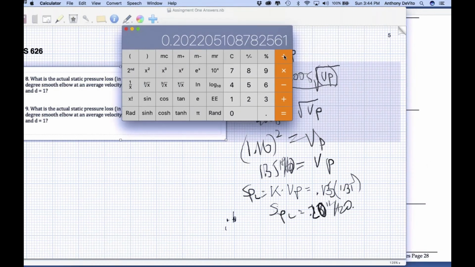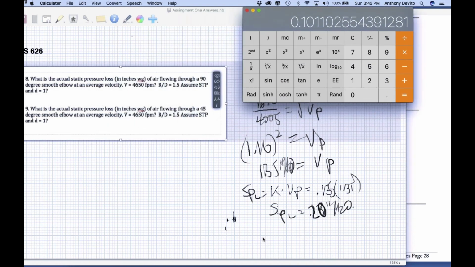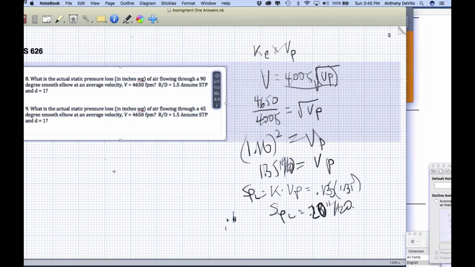Okay, and divide by 0.15, get back my velocity pressure. Except this time we're going to multiply it. That's our velocity pressure from the previous problem. This time I'm going to multiply it by 0.075, half of the value that I had before, because that's only a 45-degree turn. And it comes out to about, as expected, about 1/10 of an inch of water static pressure loss. So on that one, our static pressure loss is roughly 0.1 inches of water.